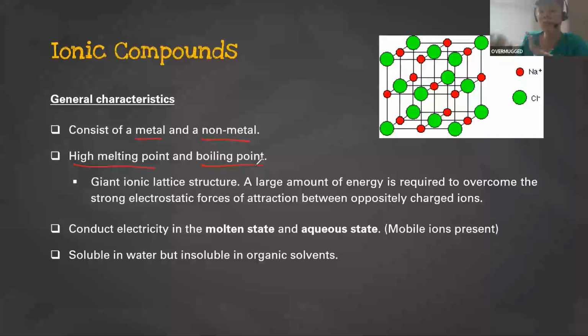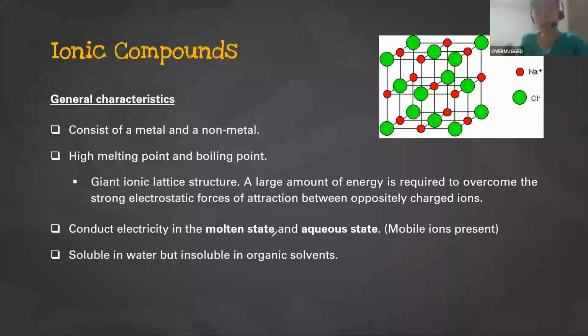If the exam asks you to explain why sodium chloride or sodium oxide has a high melting point, or explain why this substance is a solid at room temperature, you need to say that because this substance, let's say sodium chloride, has a giant ionic lattice structure, a large amount of energy is needed to overcome the strong electrostatic forces of attraction. This is essentially explaining what ionic bonding is, between the oppositely charged ions. This is the minimum that you need to secure the full 2 marks.